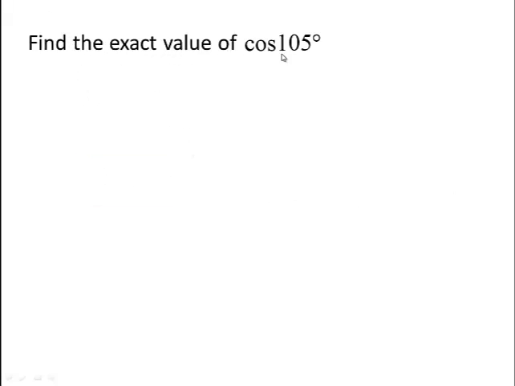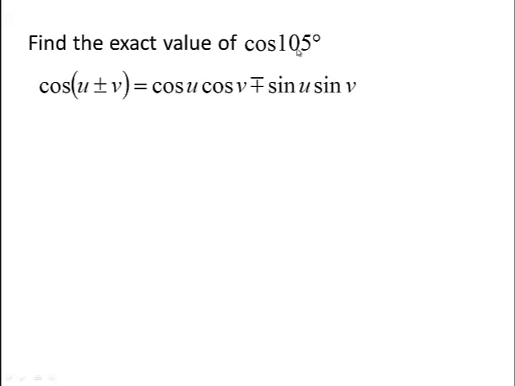Find the exact value of cosine of 105. This is the sum and difference formula. You have to figure out what two angles that you do know of on the unit circle that make 105 when we add them together. That would be 45 and 60. So that means that I can use 45 and 60, which I know.